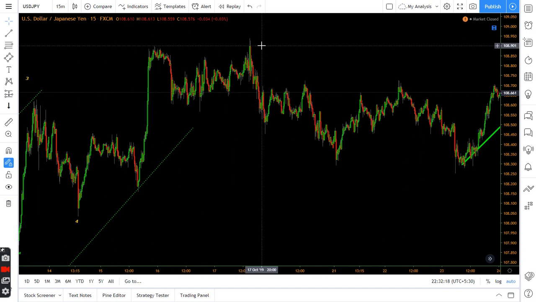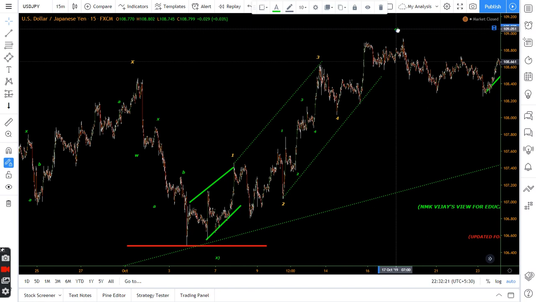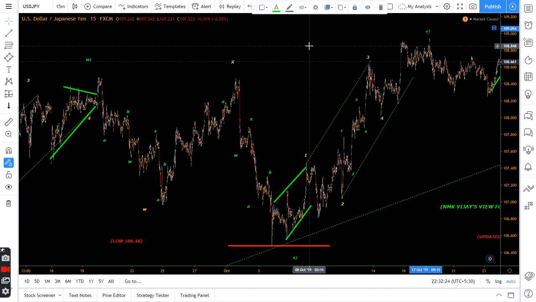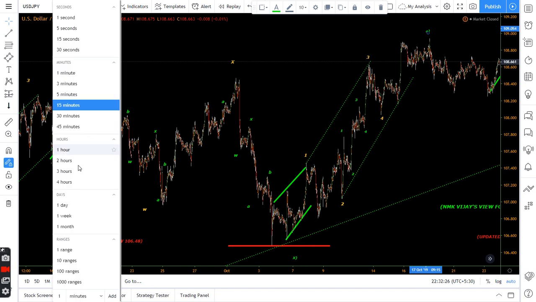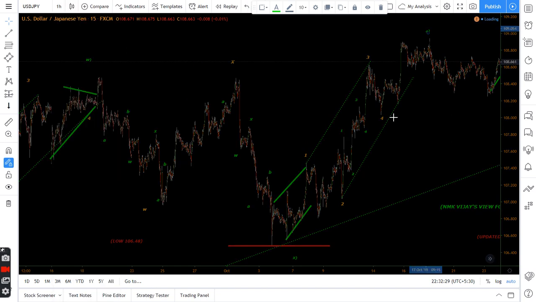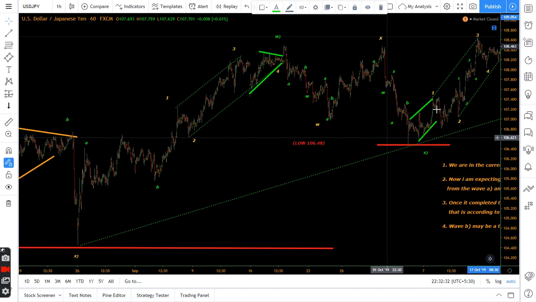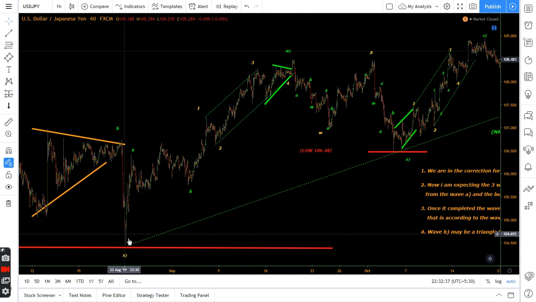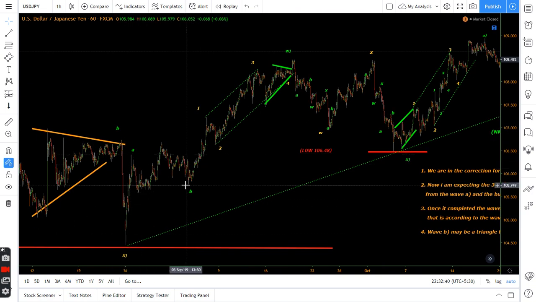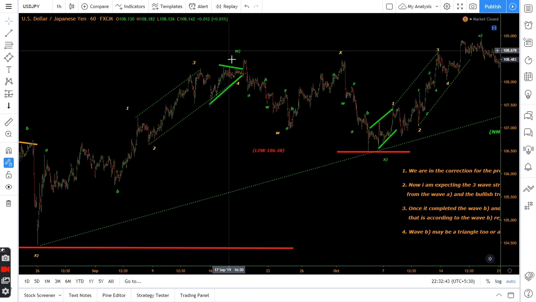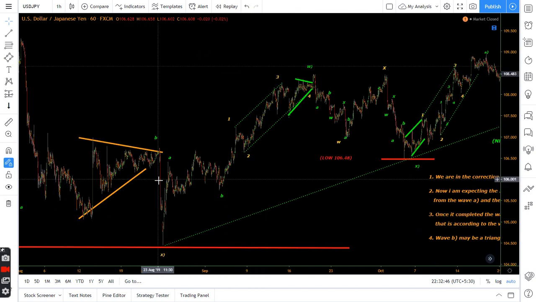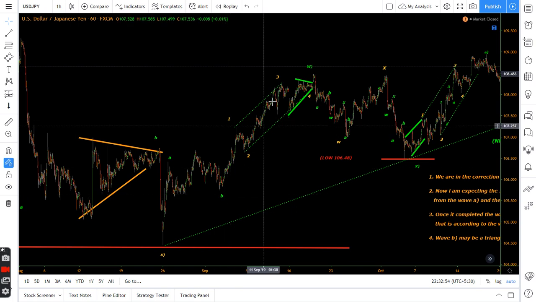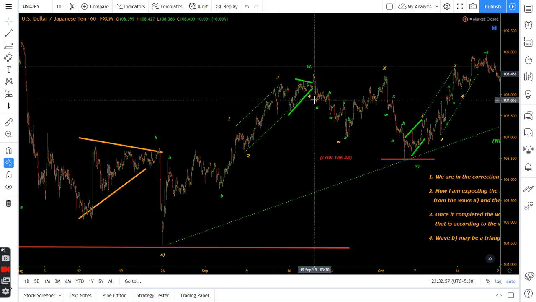So this becomes A now. A means it's an impulsive wave to the upper side. So we will switch to the 1 hour. Why I have placed A here is that in the past I made the same mistake, counting 1 2 3 4 5 as an A here. So now I changed this count, the positional wave count. This becomes A, followed by B as a running flat, and C is a 1 2 3, and 4 is a triangle.